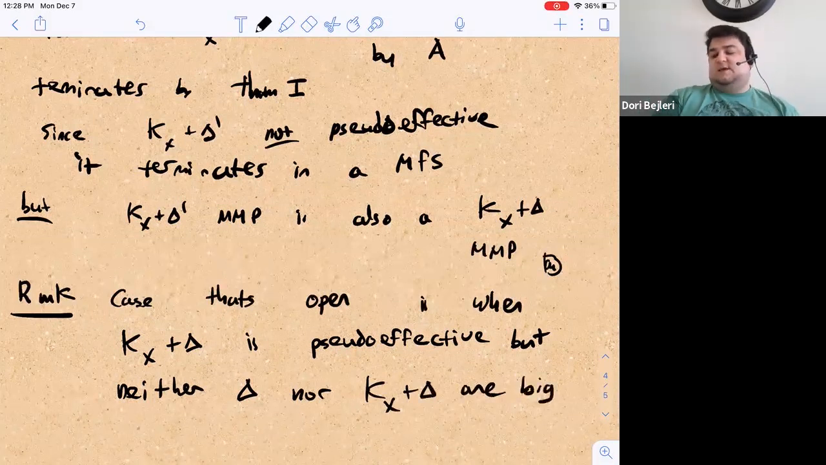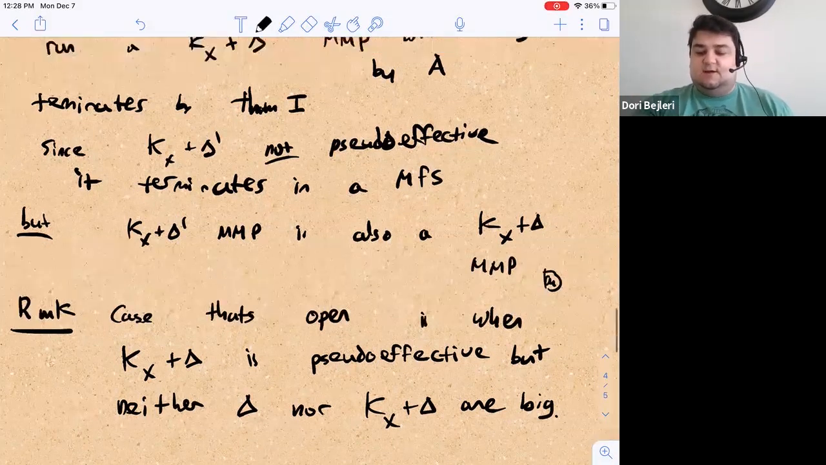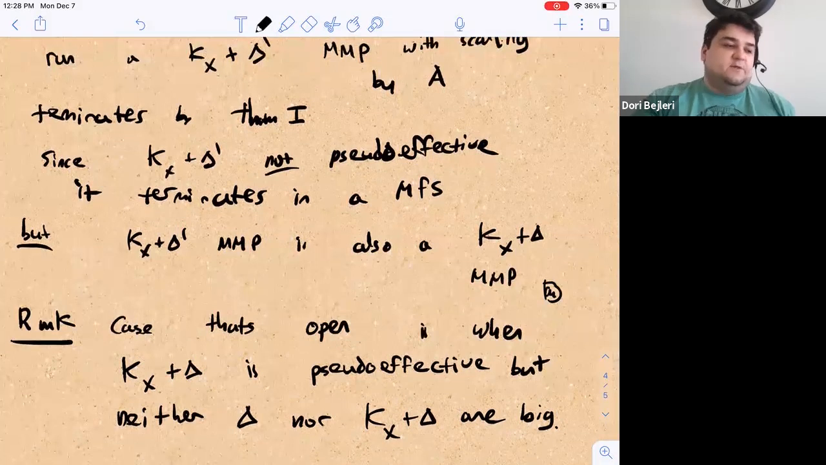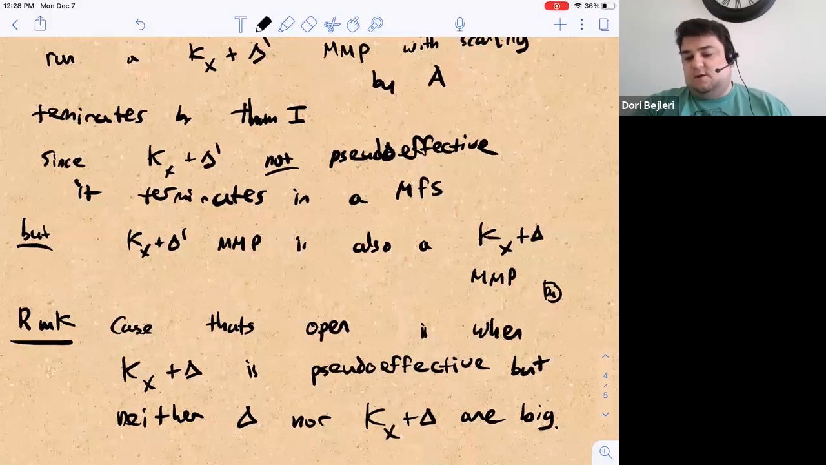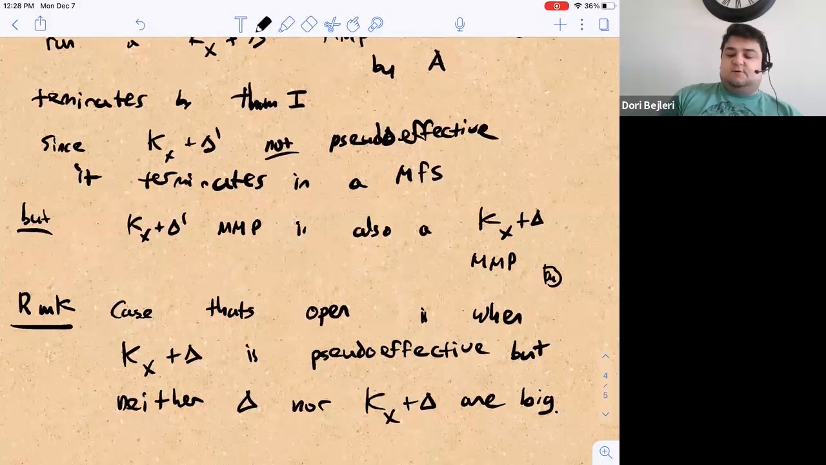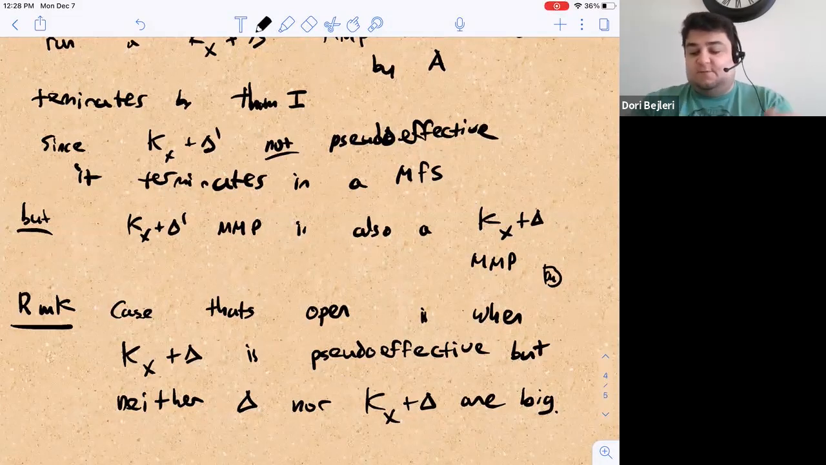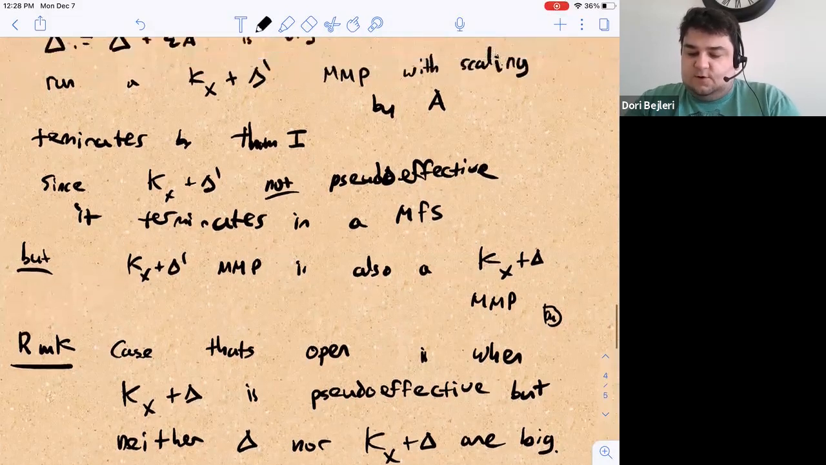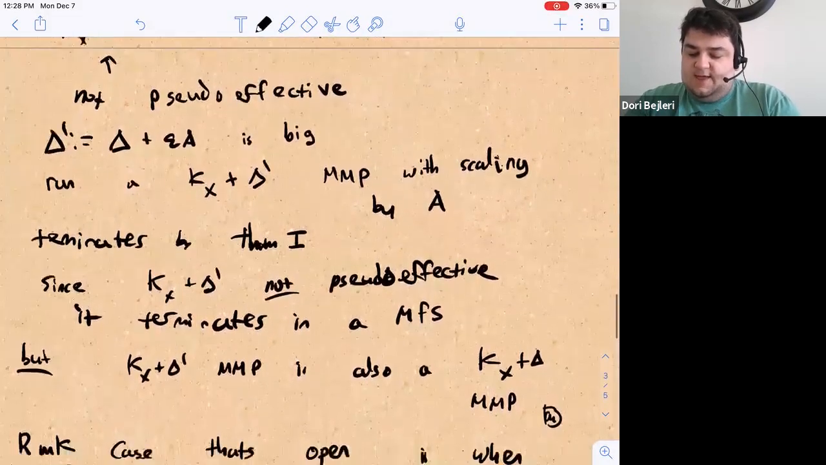And by open, I mean that's the case where we don't know that there exist MMPs that terminate. Of course, even in these other cases, we don't know that every MMP terminates. That's also open, but in this case, we don't know in general that there exists an MMP that terminates. And you might ask, what's wrong with this proof in this case?